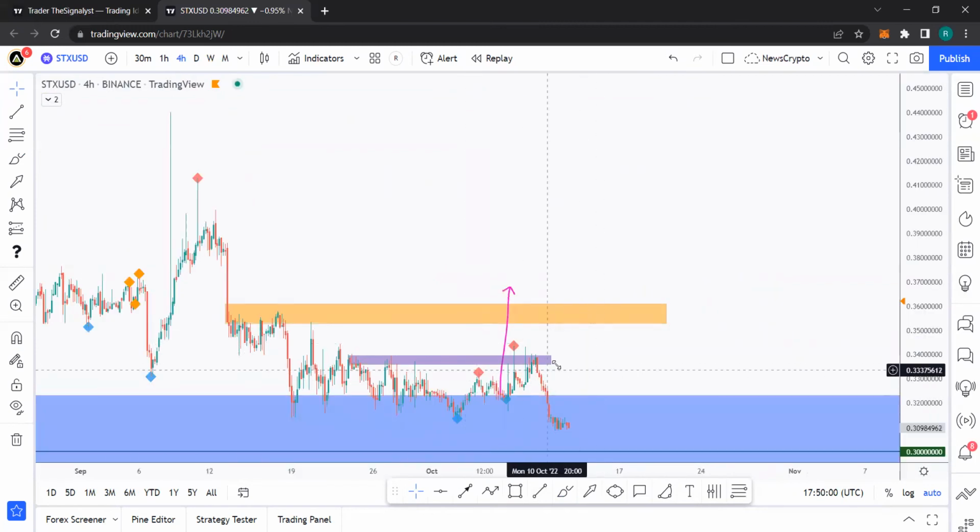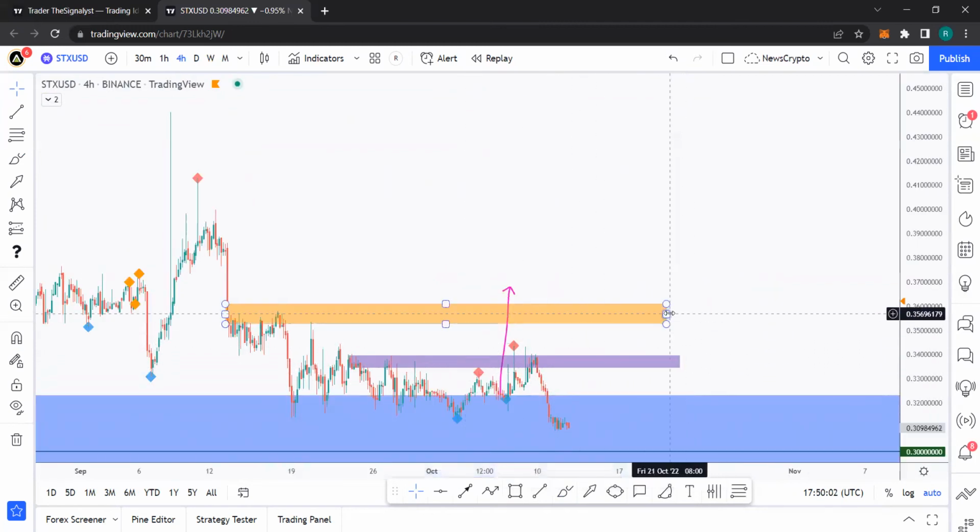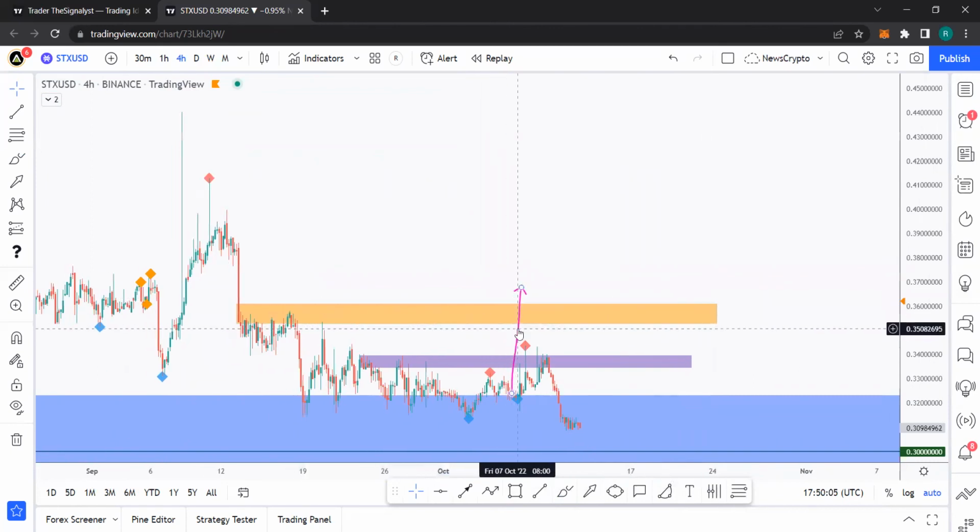On STX, okay, this was from last week. We're still waiting for this break. Didn't happen. That's the power of waiting for extra confirmation for the bulls to take over first before you jump in.